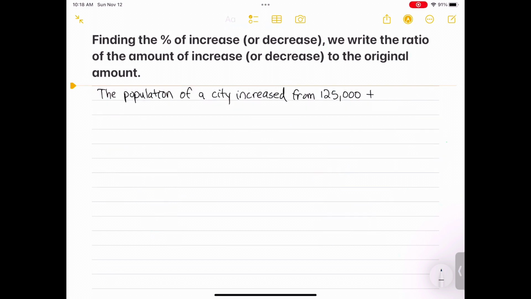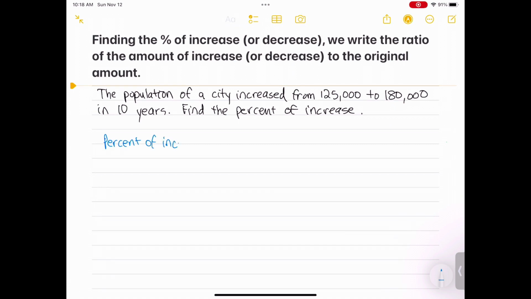The population of a city increased from 125,000 to 180,000 in 10 years. Find the percent of increase. First, we find the difference between 125,000 to 180,000. It's a subtraction problem.